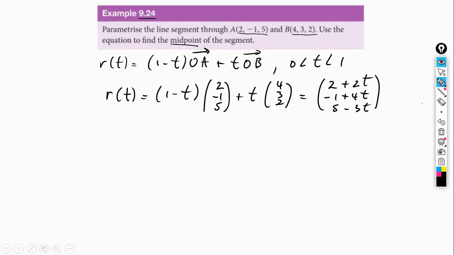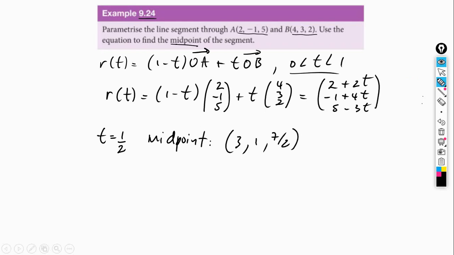Now, in order to find the midpoint, t would equal 1/2, right? Because these values are between 0 and 1. So the midpoint has to be where t is equal to 1/2. So from here, we're going to get that the midpoint is going to be (3, 1, 7/2). Now this is obviously the result of plugging in 1/2 for t in these parameters.